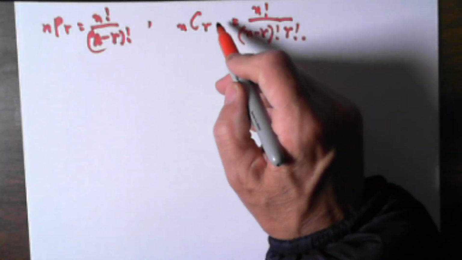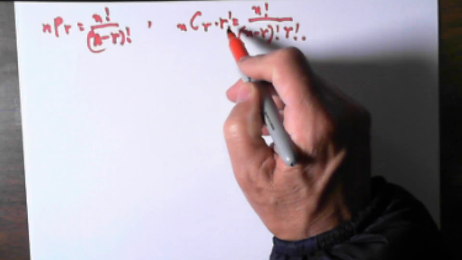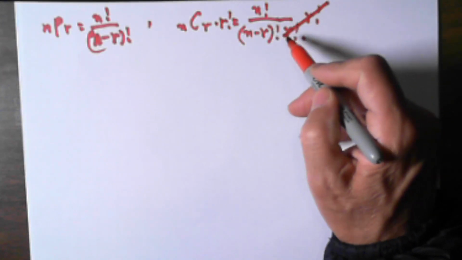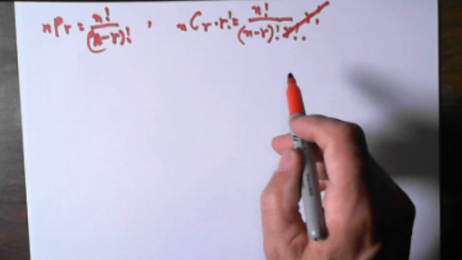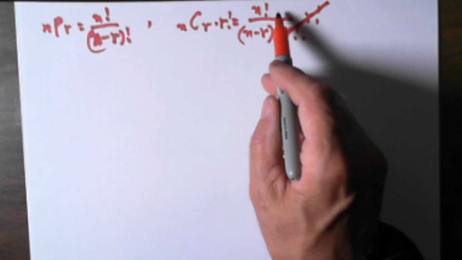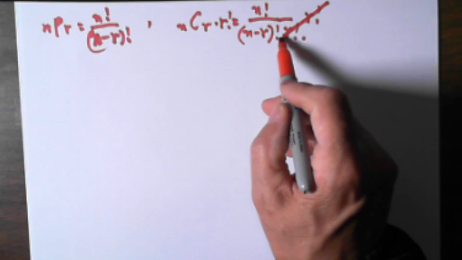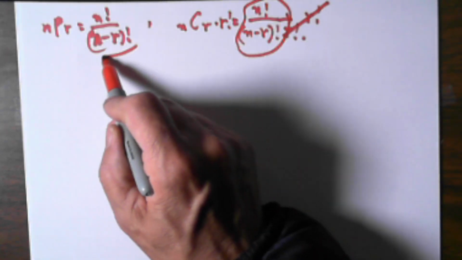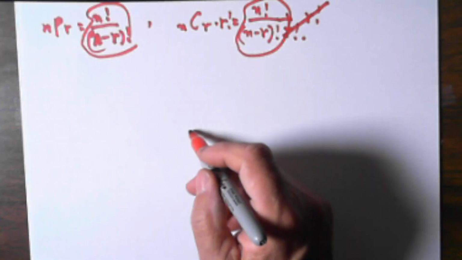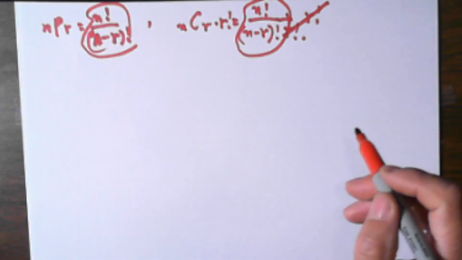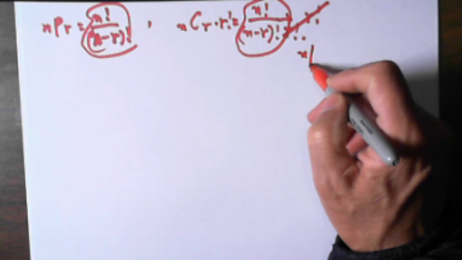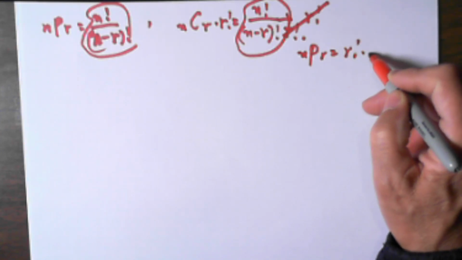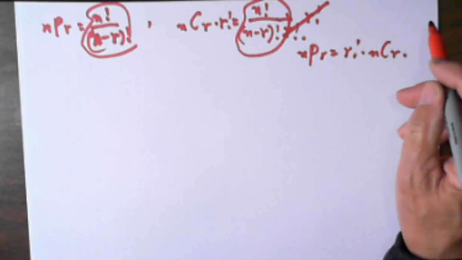Now look here, times by r factorial. Then the r factorial cancels out. Then we have left n factorial divided by n minus r factorial, which is exactly the same as the formula of nPr. So we can summarize here: nPr will be the same as r factorial times nCr.